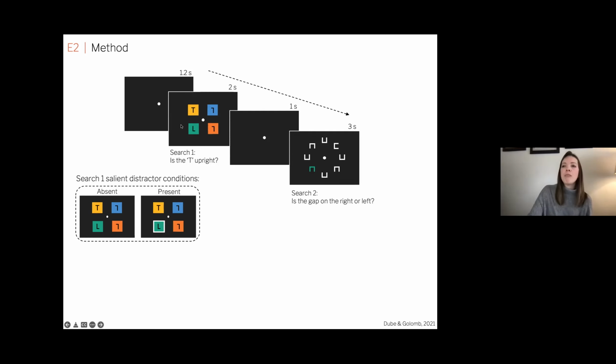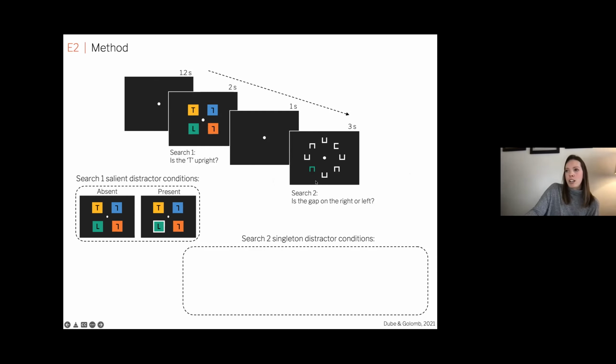And the question here is, by virtue of capturing attention, does the color associated with that salient distractor, though it's completely irrelevant, intrude into memory and then guide attention in the subsequent search, such that we see memory-driven capture in search 2, when a singleton distractor matches its color relative to when it's any other color.